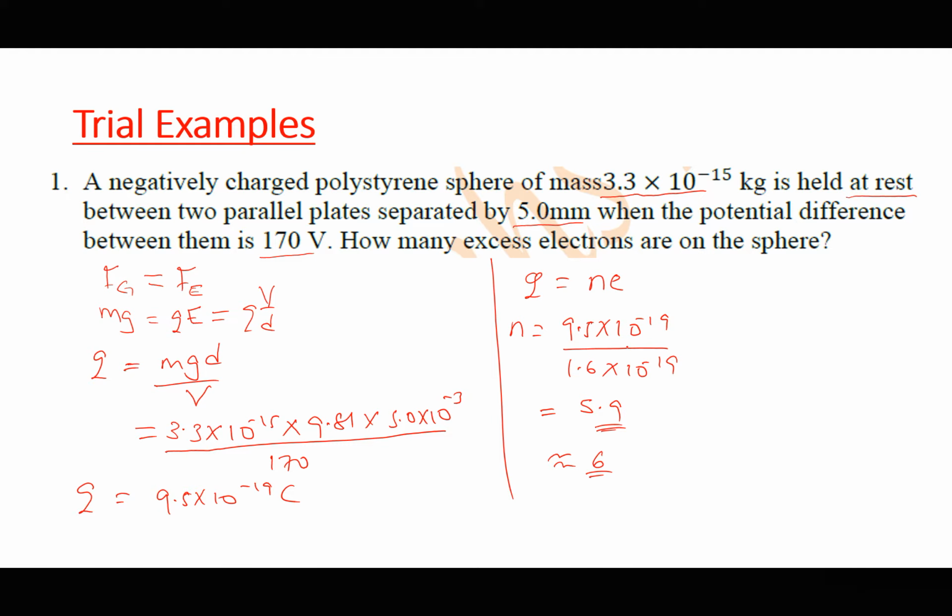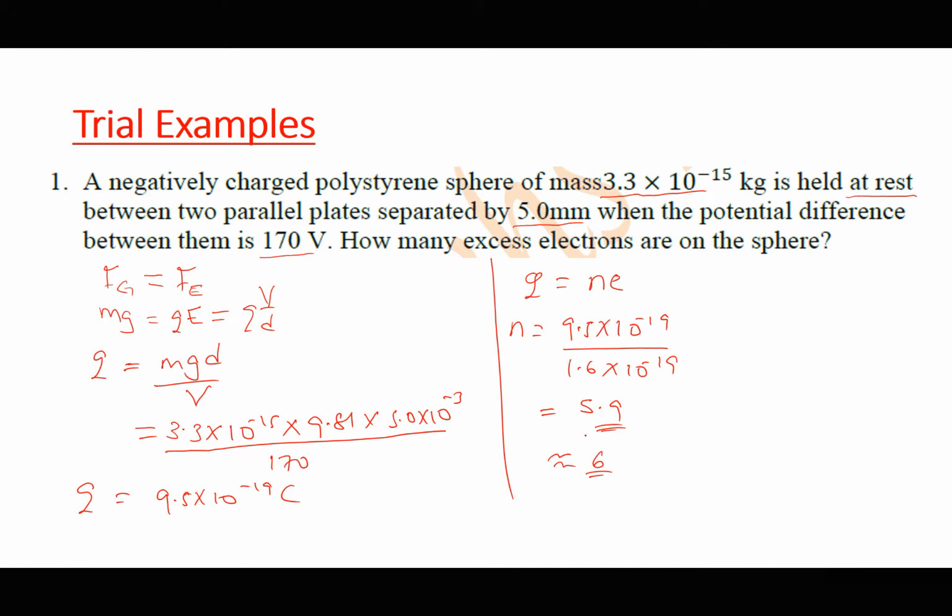The discrepancy, why it was not exactly 6, is because of experimental inaccuracies. This could be systematic, or not necessarily systematic, it could be random error, and so on. Therefore, we can round this off to the nearest whole number so that n will be equal to 6. So there are 6 excess electrons.